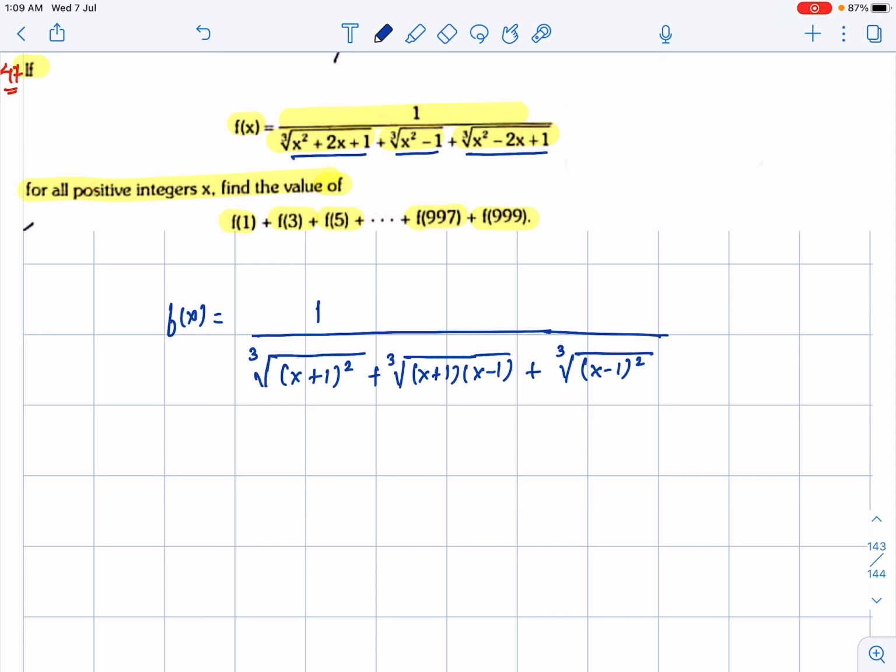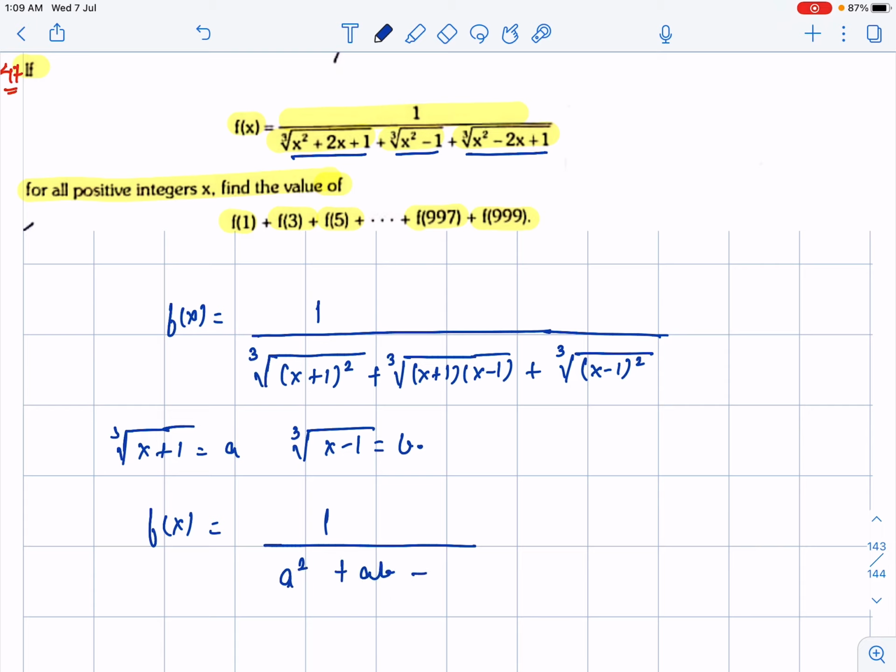So to proceed further, what will we do? Cube root of x plus 1, I'll assume it as a over here, and cube root of x minus 1, I'll assume it as b over here. So in the denominator, we can see f of x is equal to 1 divided by a square plus ab plus b square. So let's multiply it with a minus b and divide it with a minus b. So in numerator and denominator, I wrote a minus b over here.